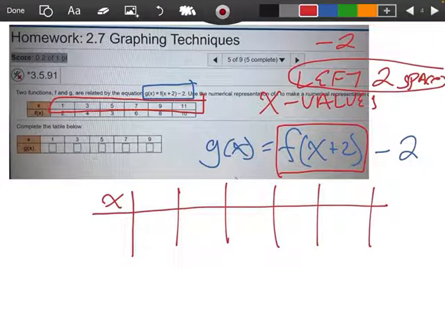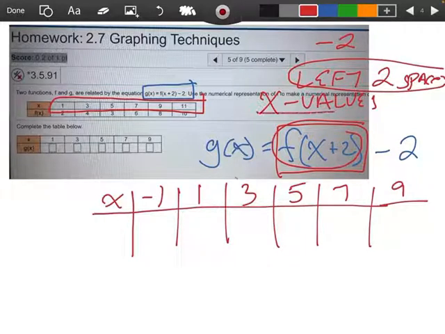So what I'm going to do here is to say, okay, well, what's 1 minus 2? That would be a negative 1. 3 minus 2 is 1. 5 minus 2 is 3. This is 5. This is 7. And this is now 9, okay? So that's, and all I'm doing so far, guys, is just this part. I'm just taking my x values and I'm subtracting 2. I know it says plus 2, but when it's a plus 2 on the inside, we're actually going to move to the left 2 spaces, okay?